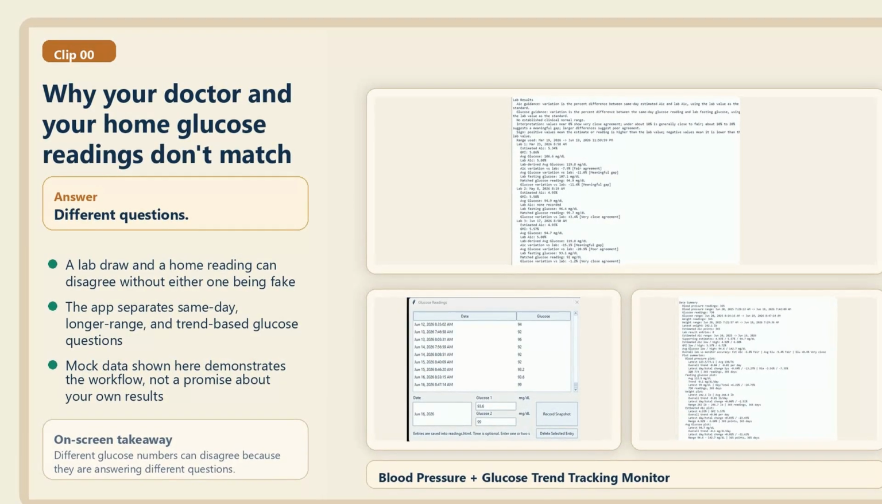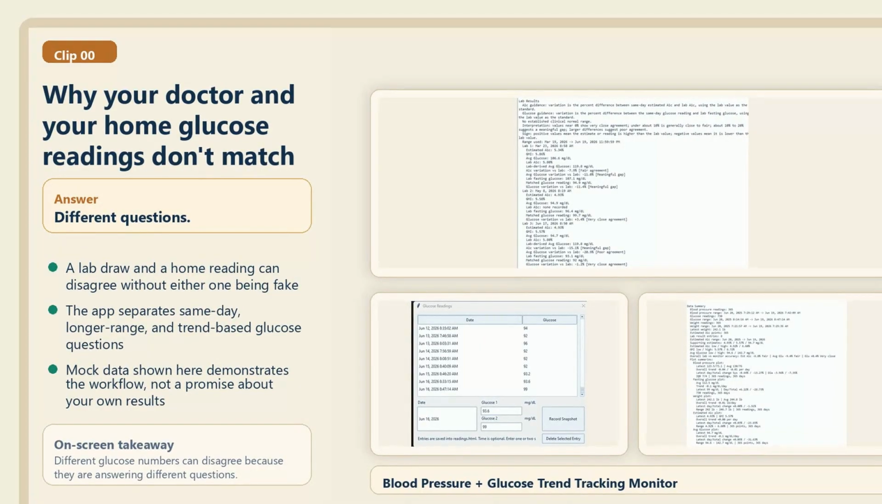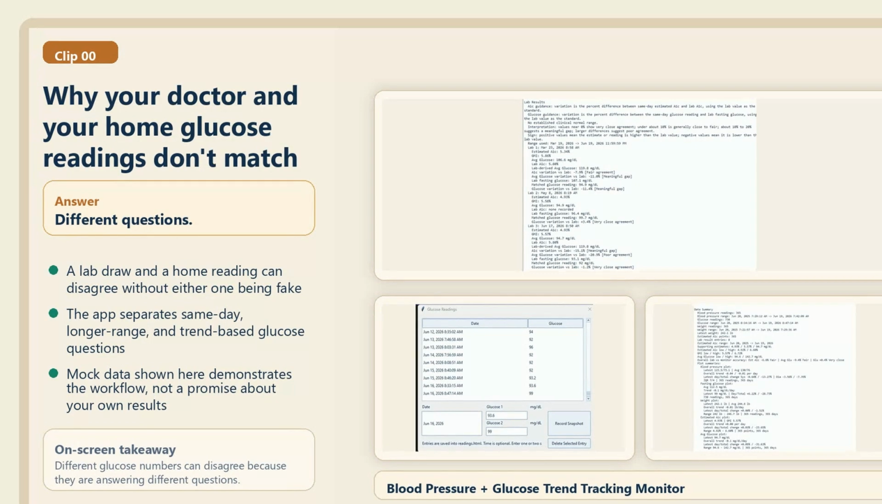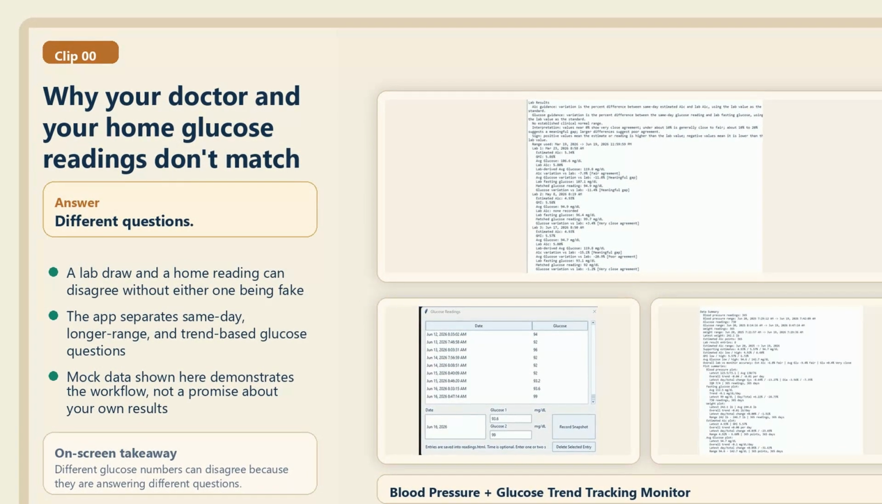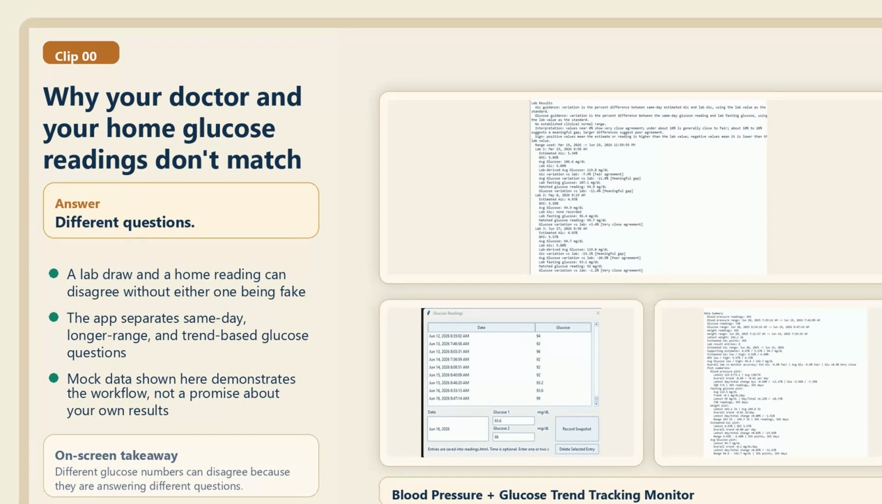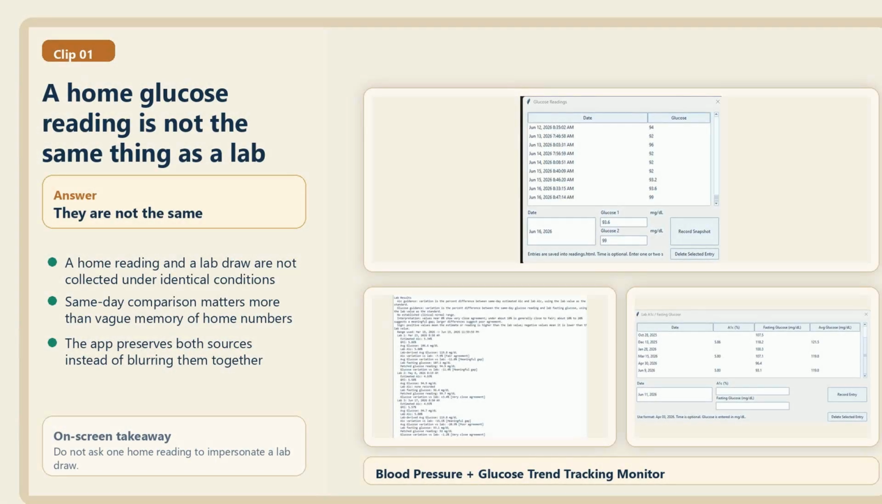The app's role is to separate the different questions each number answers: same-day lab glucose, longer-range lab A1C, home average glucose, estimated A1C, and the latest home reading. Once those are put back into context, the mismatch usually becomes easier to explain. A home glucose reading is not the same thing as a lab draw. Start with the simplest reason for disagreement.